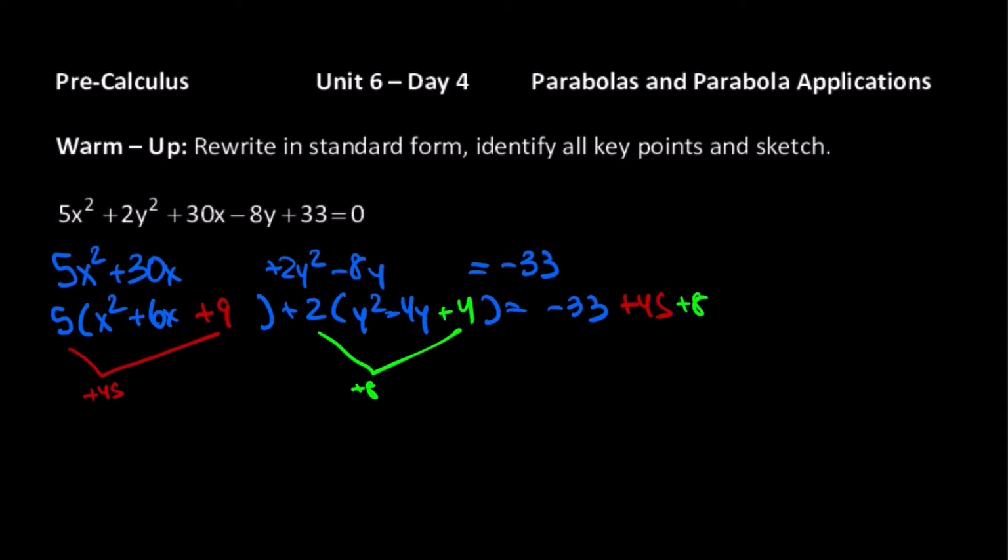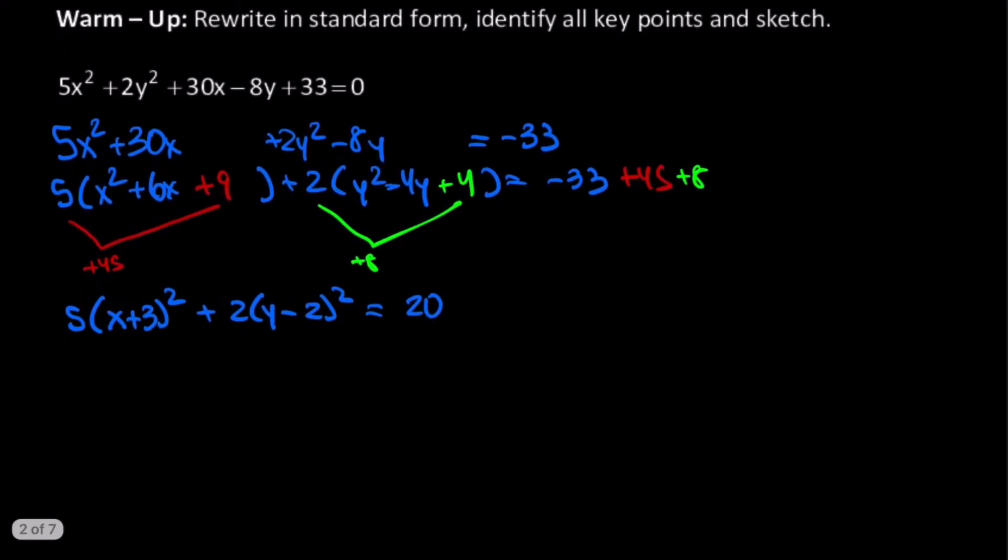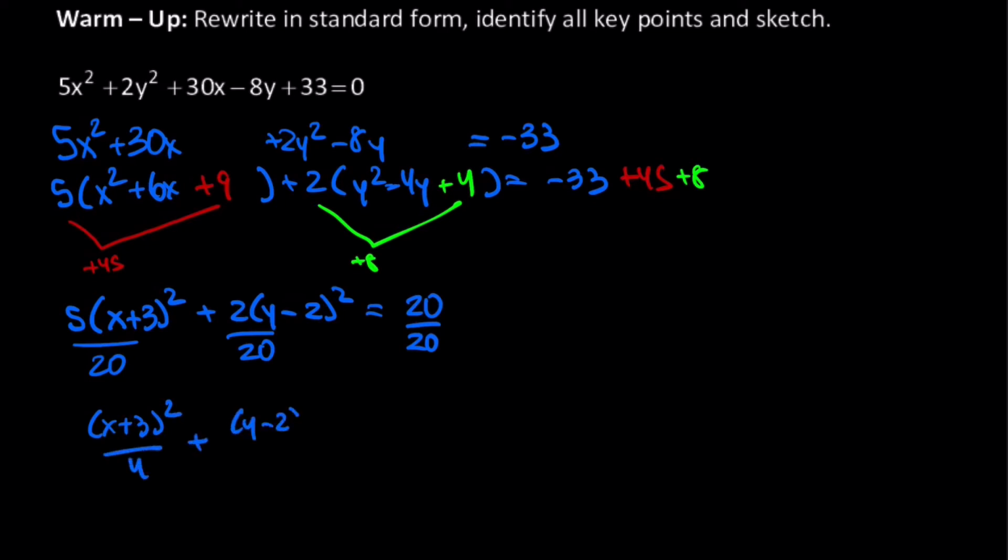Okay, so now let's factor. 5 times (x plus 3) squared plus 2 times (y minus 2) squared equals, add all those up, you get 20. Now remember, your standard form has to equal 1, so I'll divide both sides by 20, and I will get (x plus 3) squared over 4 plus (y minus 2) squared over 10 equals 1. That's my standard form equation.